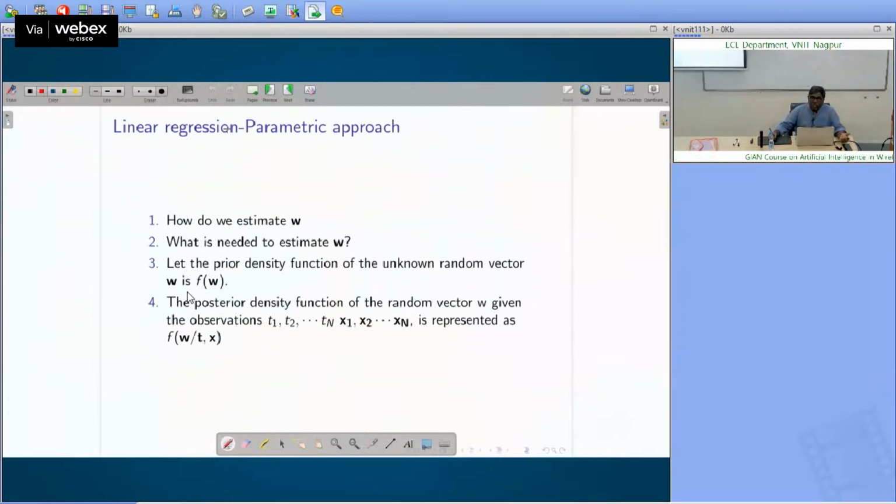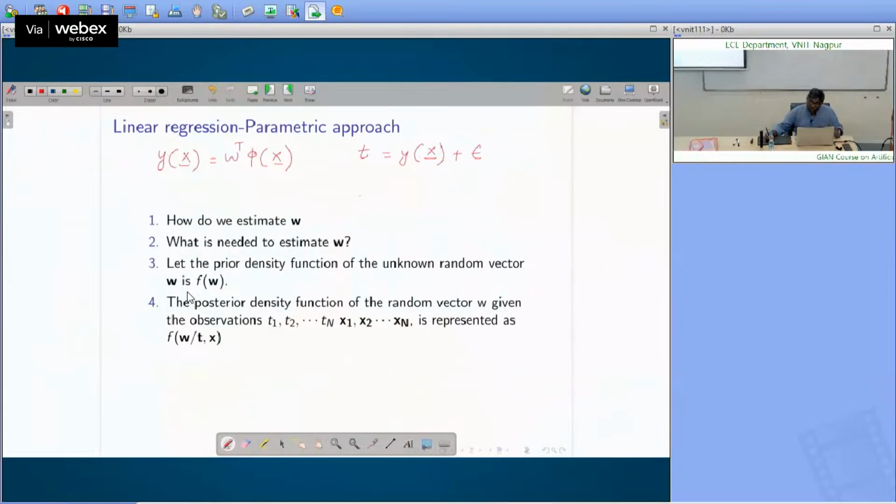So we got a model. What is the model? Y of x is W transpose phi of x. This is the model. But T is the observation, which has noise, which is basically this Y of x plus epsilon. That is the model.